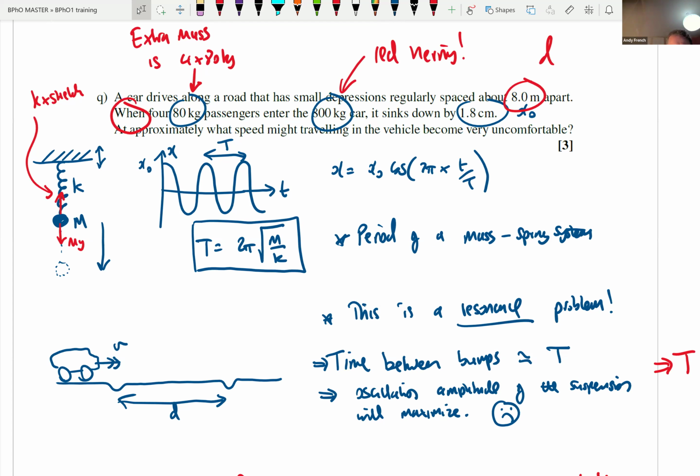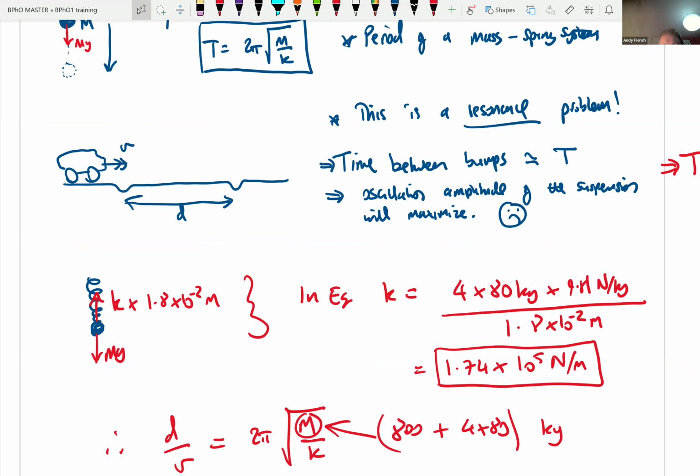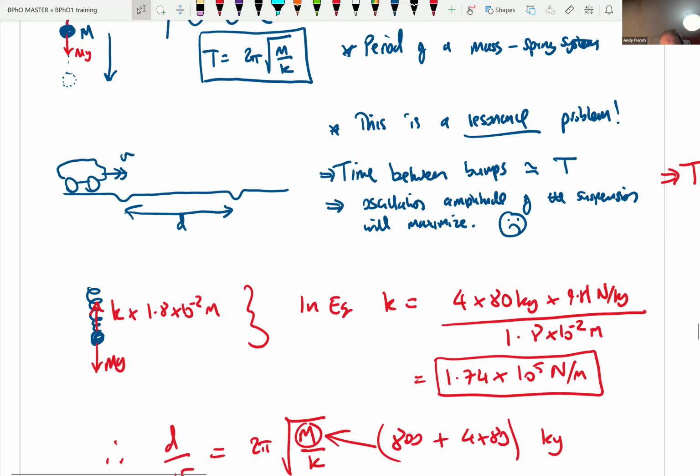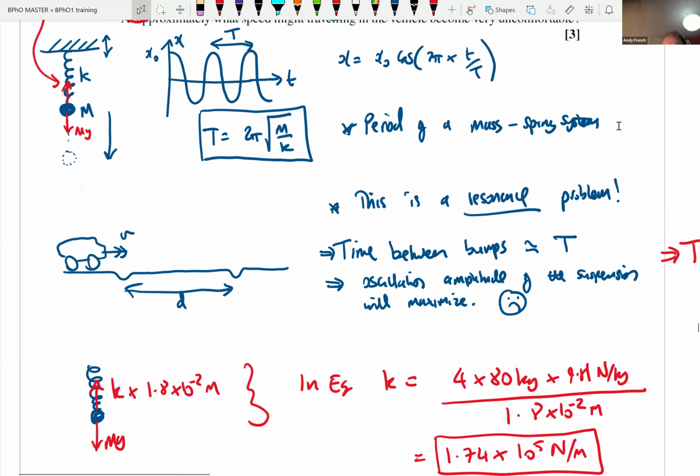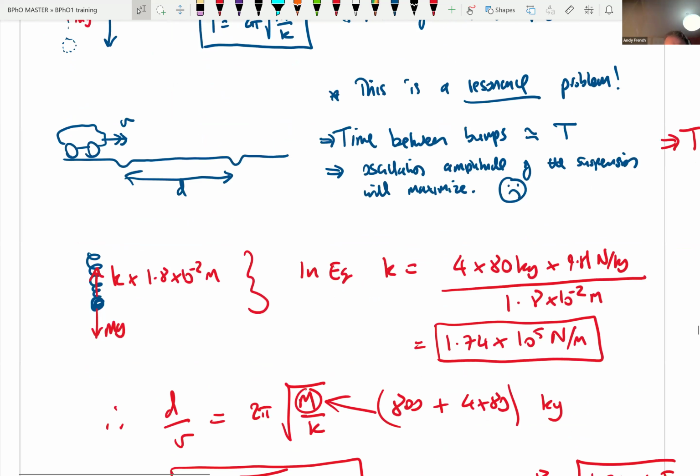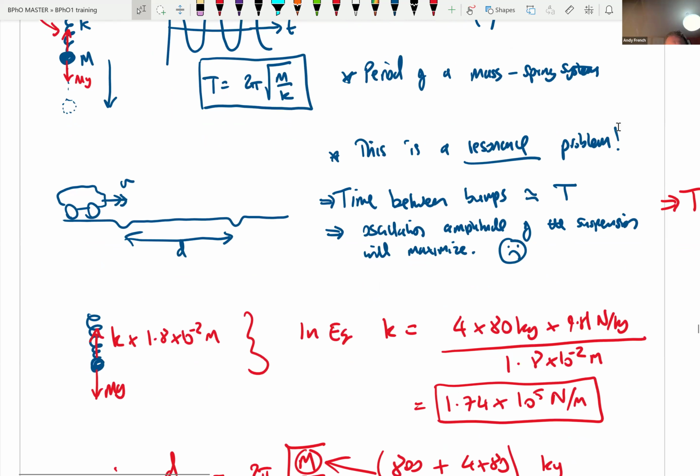So let's say we've got a spring with spring constant 1.74 times 10 to the 5 newtons per meter. That's what our car suspension represents. So what we're doing is looking at oscillations of that mass spring system. That's the model of our car suspension. So that's the one that has 2 pi root m on k, and m is the total mass, 4 times 80 plus 800.